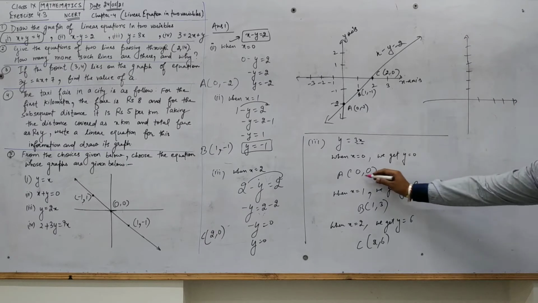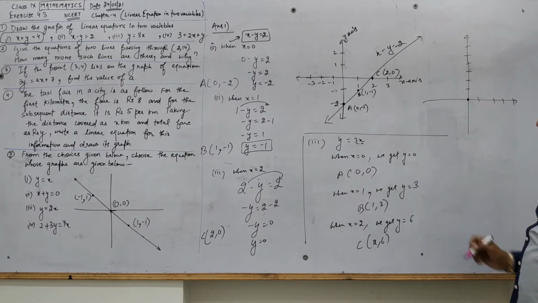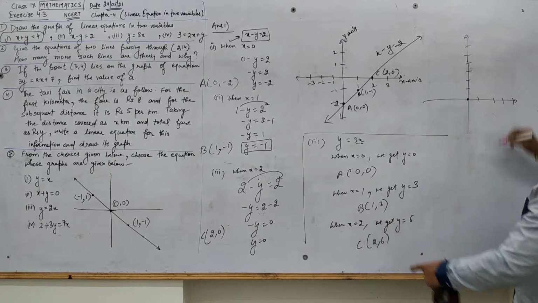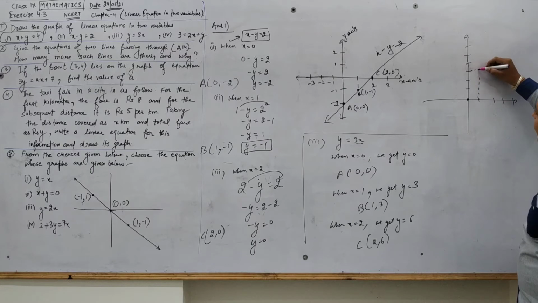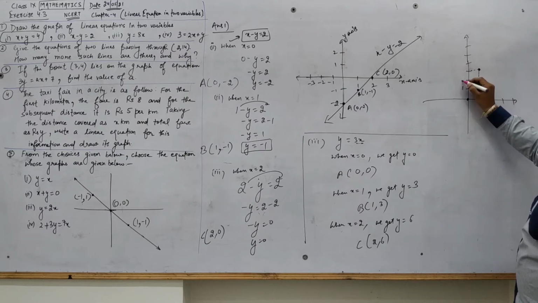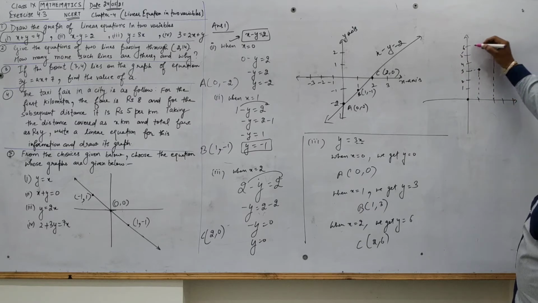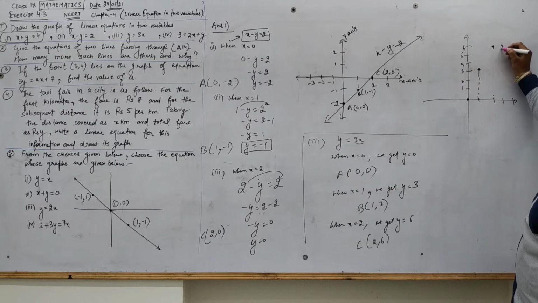Okay, our first point is the origin, 0 comma 0. The second point is x equals 1 and y equals 3. And the third point is x equals 2, y equals 6.